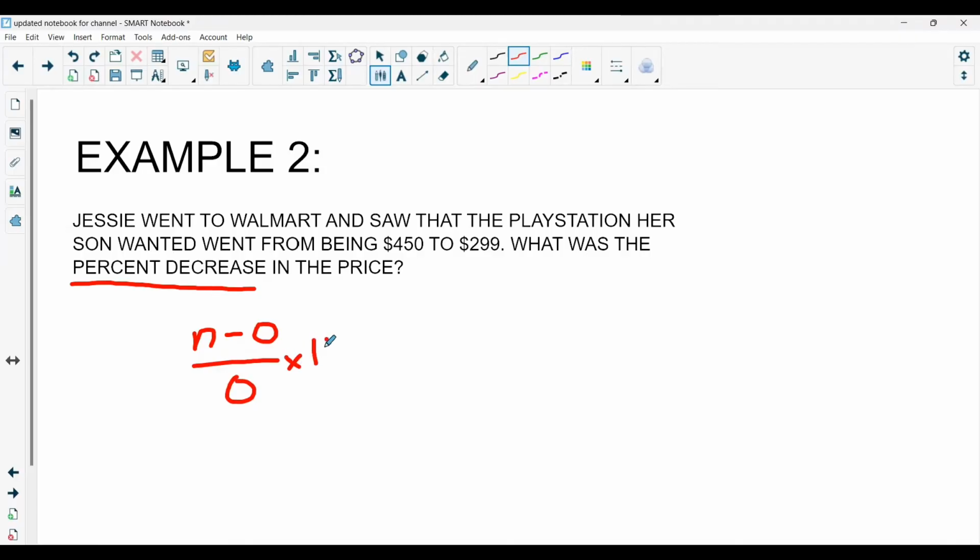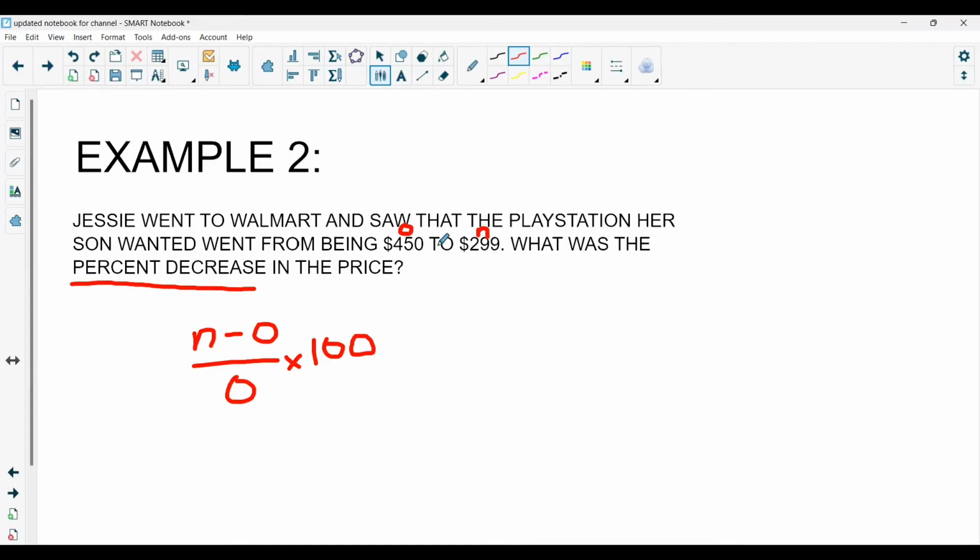Okay. So now we have to just figure out what does the N stand for and what does the O stand for again. The N stands for the new amount and the O stands for the old amount. So let's read this right quick and say, what's our new amount and which one is our old amount? Jessie went to Walmart and saw that the PlayStation her son wanted went from being $450 to $299. So it was $450. So that's going to be our old amount. And now the new price is $299.